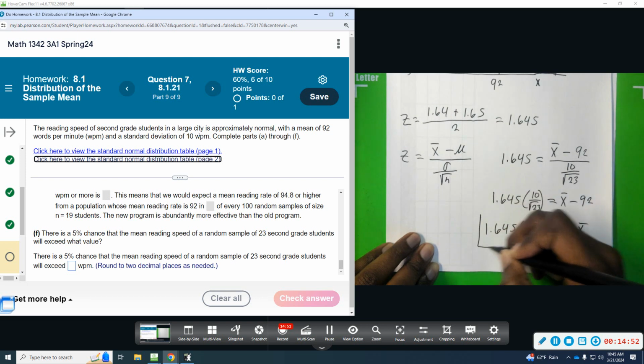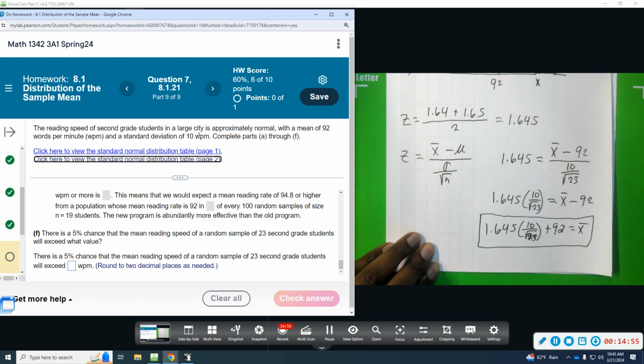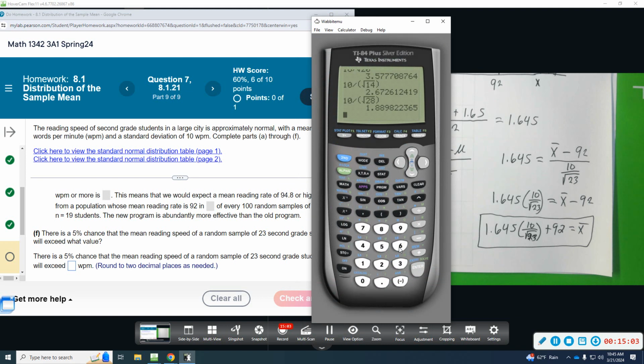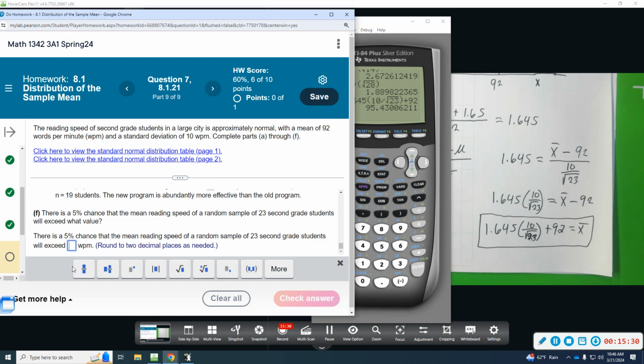So this is a little bit of algebra working backwards. This is how we find our threshold for this x value here. So 1.645 times 10 divided by the square root of 23, and then plus 92. So 95.43 would be our threshold.